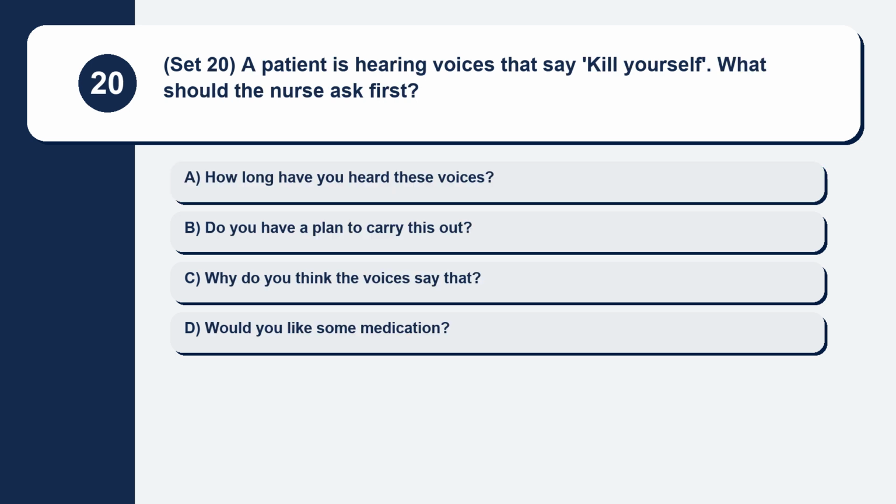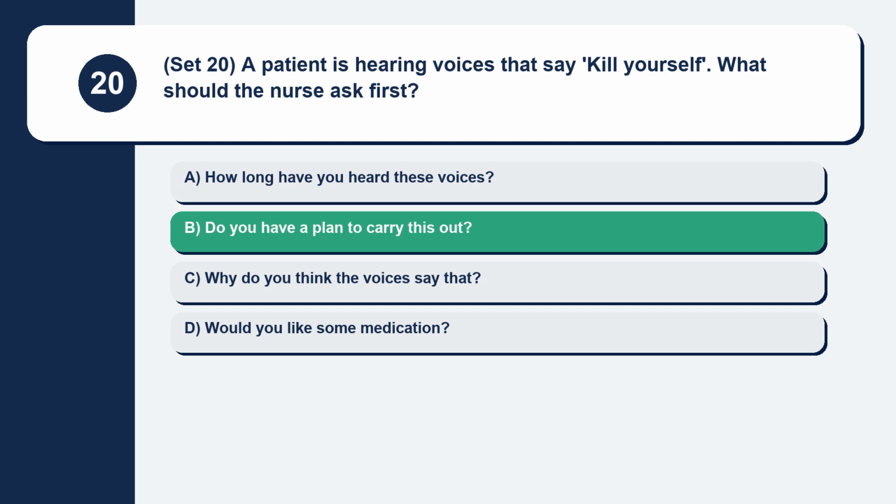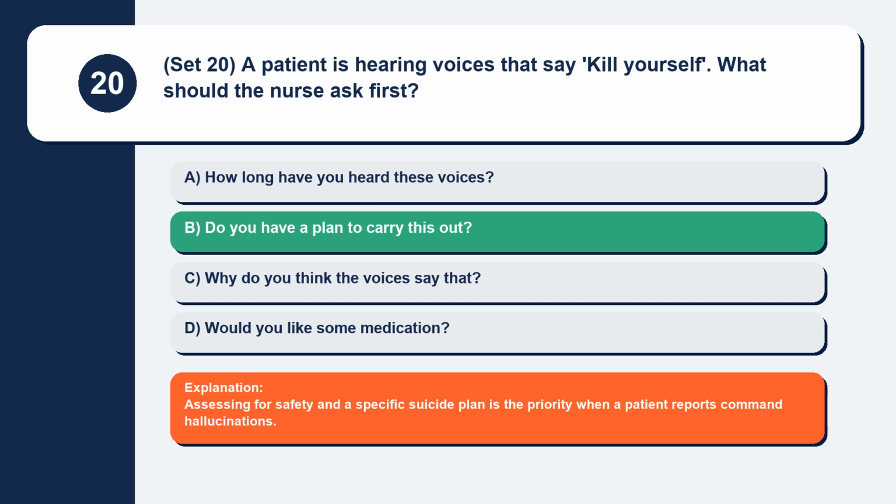Question 20. Set 20. A patient is hearing voices that say, "Kill yourself." What should the nurse ask first? How long have you heard these voices? Do you have a plan to carry this out? Why do you think the voices say that? Would you like some medication? Assessing for safety and a specific suicide plan is the priority when a patient reports command hallucinations.